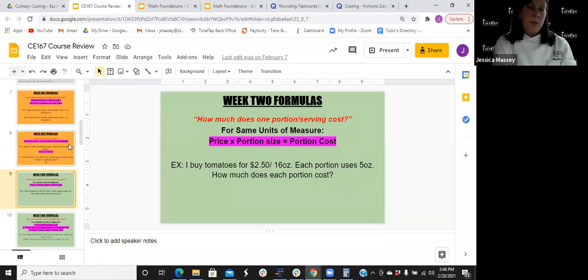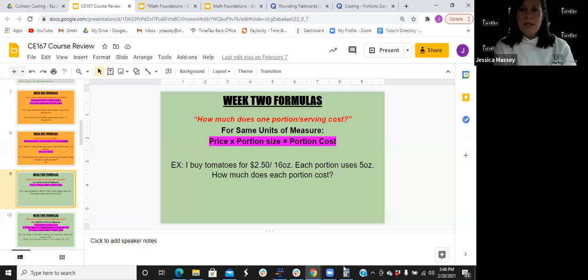We have your price, and then your portion size, and that's how you get your portion cost. Now, you always want to make sure, again, you're in the same unit of measure. So if we buy, in our example, $2.50 for 16 ounces, that's 1 pound. Each portion is 5 ounces. How much does each portion cost?